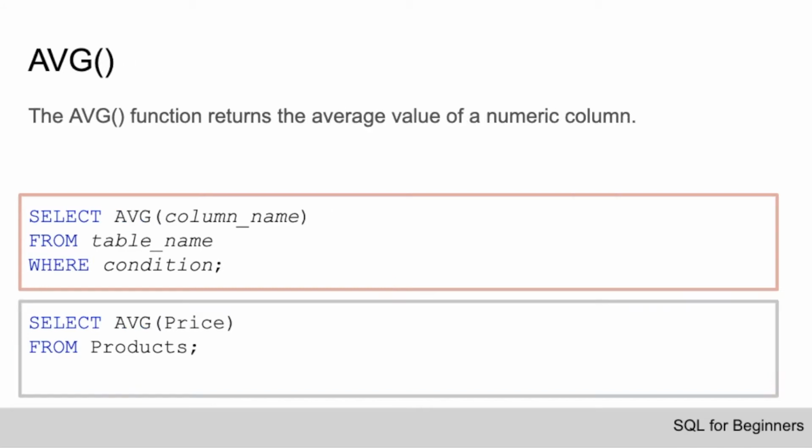Similarly, the average aggregate function returns the average value of a numeric value. So it has to be a numeric value, otherwise it's not going to work. For example, we might want to calculate the average price of the products in a product table. So let's go to the live SQL and I'll show you how you do it in practice, and we'll write down a couple of queries.